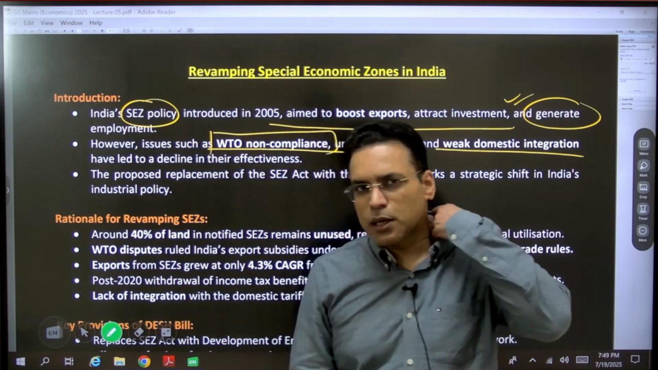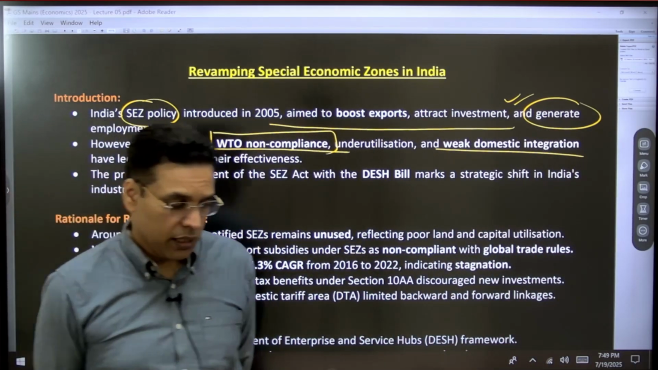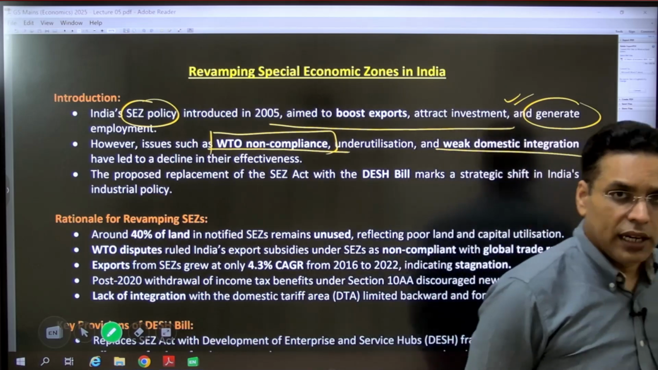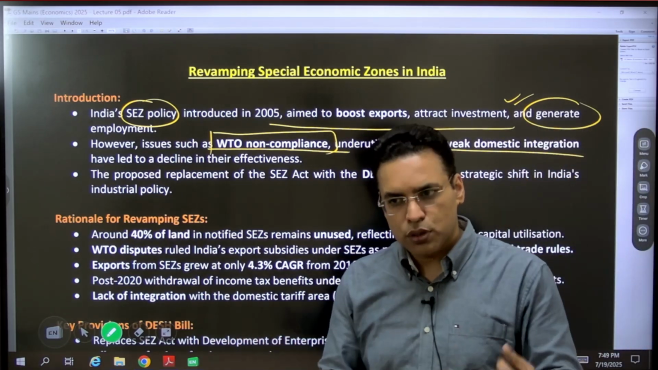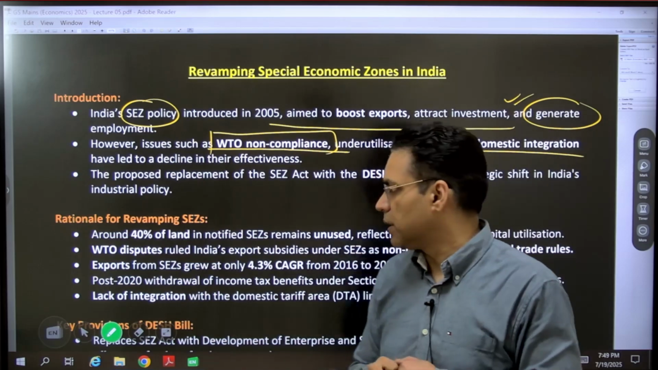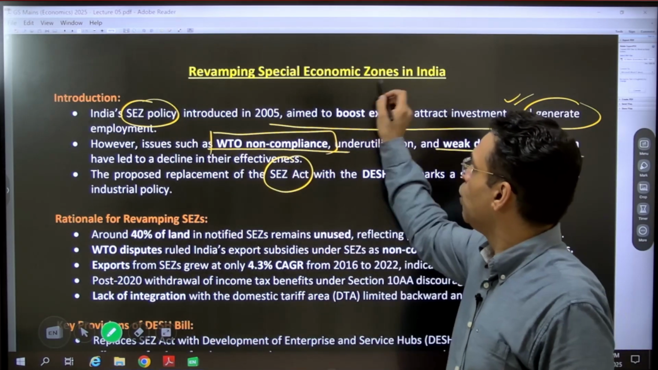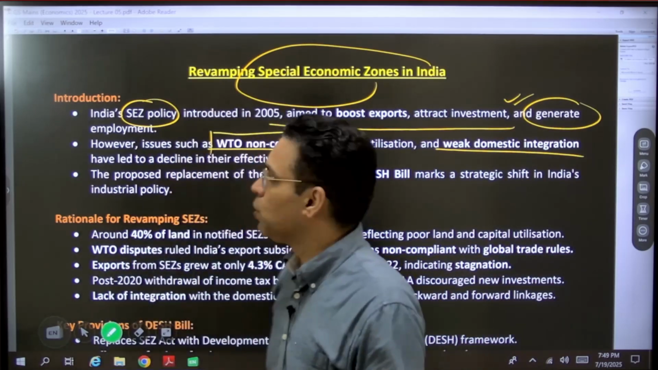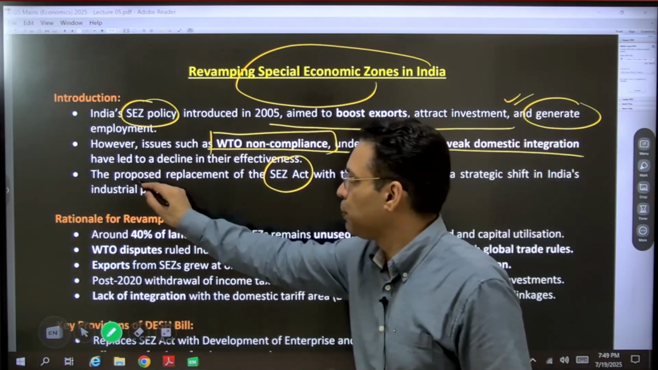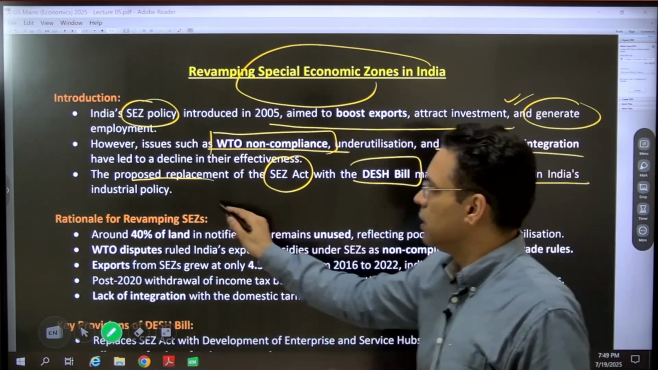So India की जो SEZ policy थी, actually the concept started with EEZ in Kandla in the 1950s, and then India adopted SEZ. So SEZs are the places which are to boost exports, also promote domestic manufacturing. And यहाँ पे SEZ Act को replace, their proposal is that how do we boost the zones? अभी special economic zones को हमें boost करना है, वो कैसे होगा? And for that, now this is the proposed replacement with the DESH Bill, which marks a strategic shift in India's industrial policy.